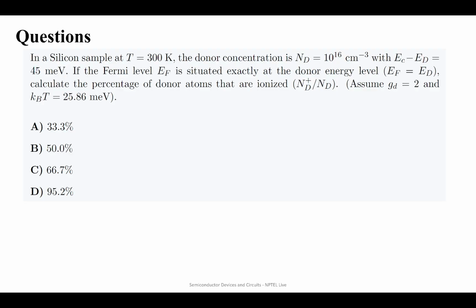Option A: 33.6%. Option B: 50%. Option C: 66.7%. Option D: 95.2%.